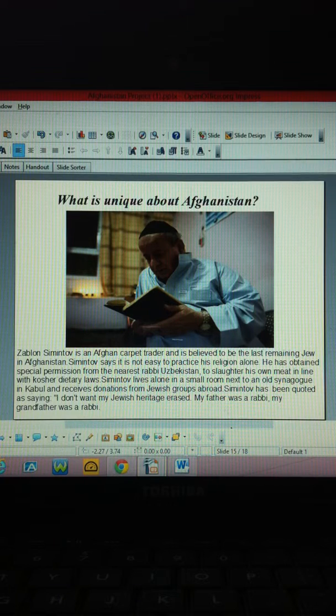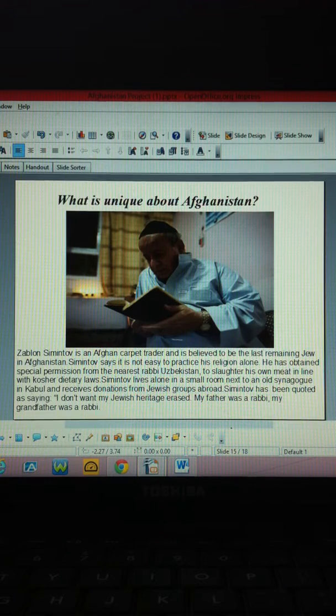Mr. Zablon Simonov is an Afghan carpet trader and is believed to be the last remaining Jew in Afghanistan. Simonov says that it is not easy to practice his religion alone. He has obtained special permission from the nearest rabbi in Uzbekistan to slaughter his own meat in line with kosher dietary laws. Simonov lives alone in a small room next to an old synagogue in Kabul and receives donations from Jewish groups abroad, and Simonov has been quoted as saying, "I don't want my Jewish heritage erased. My father was a rabbi. My grandfather was a rabbi."